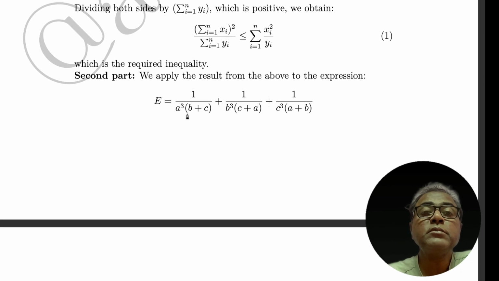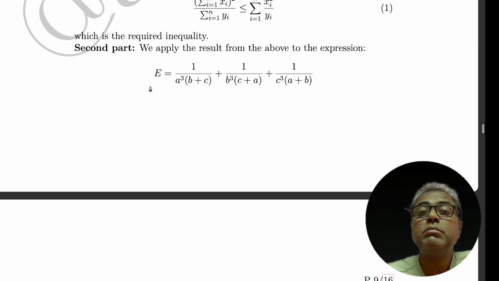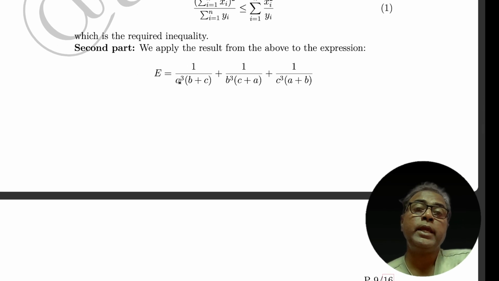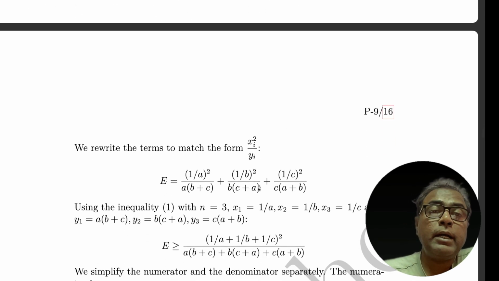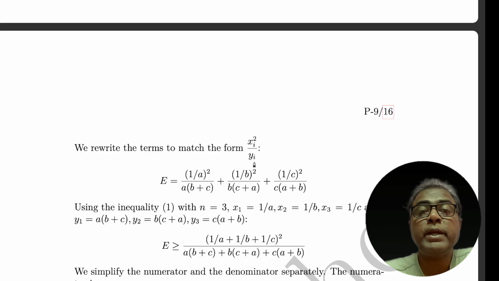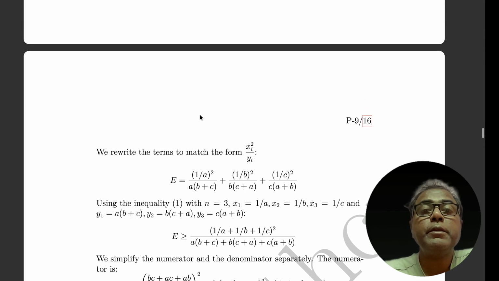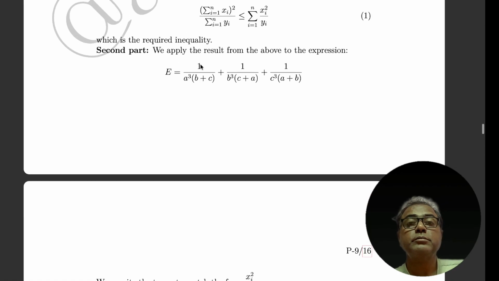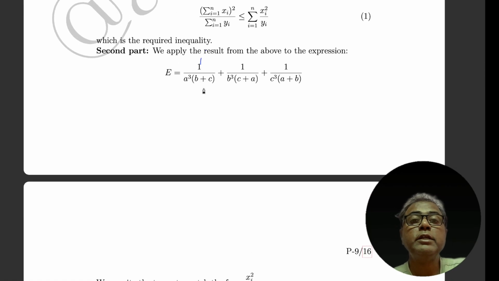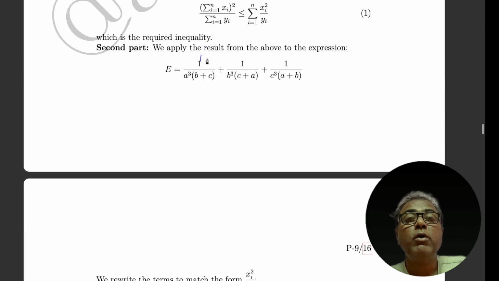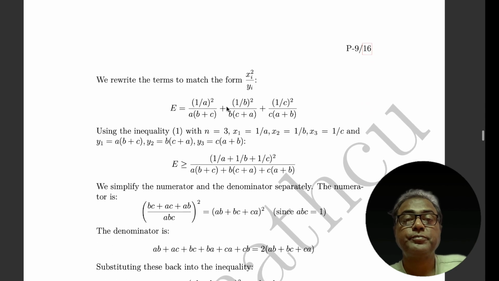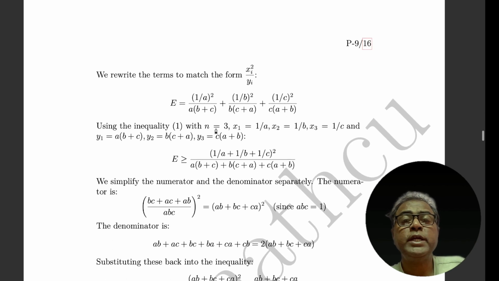Second part. Now we set the expression E as 1 by a cube b plus c plus dot dot dot. Now we write the first term to match the form xi square by yi. So we can write 1 by a cube as 1 by a whole square, divided by a times b plus c. After simplification, we find 1 by a cube times b plus c. Next, put here n equal to 3.